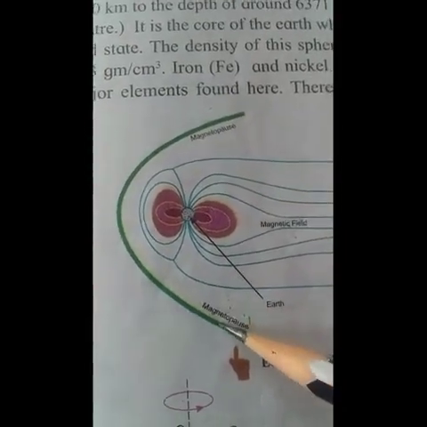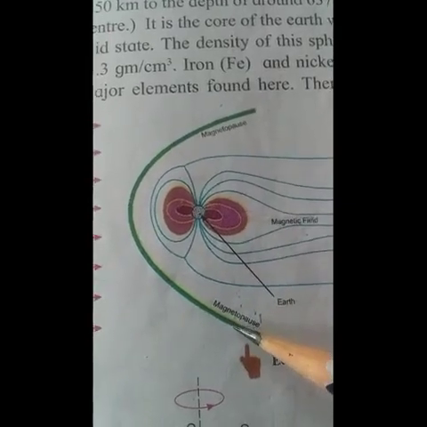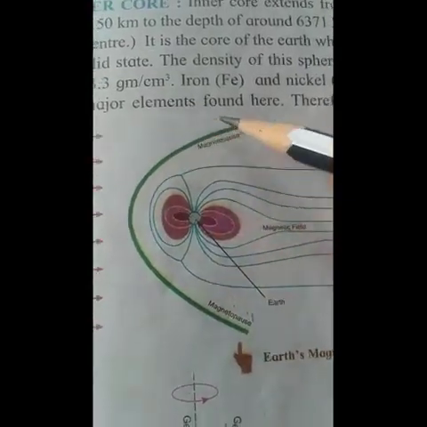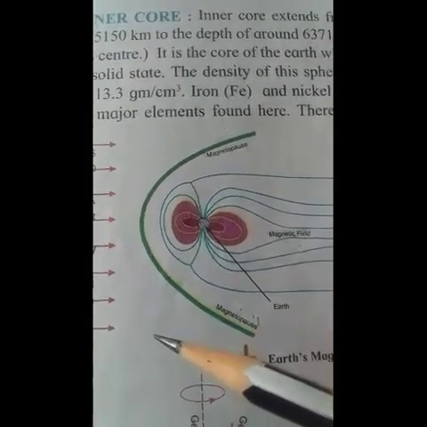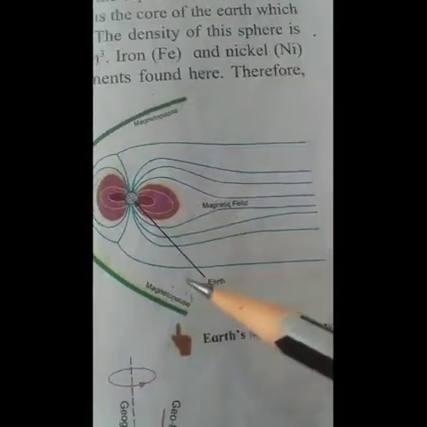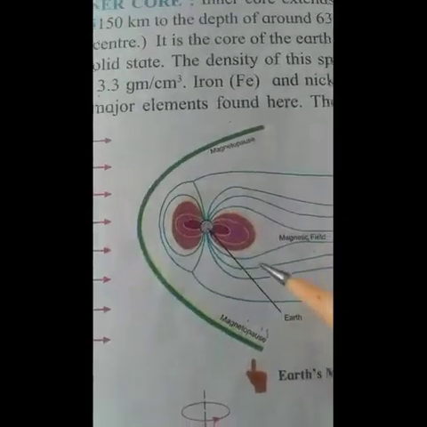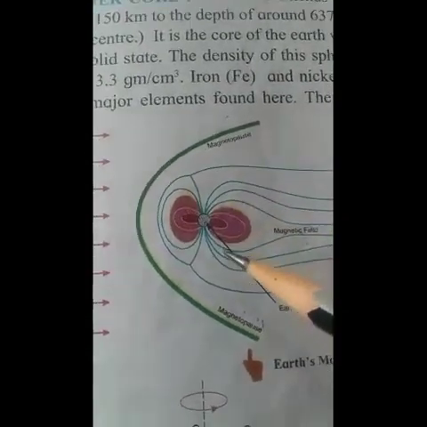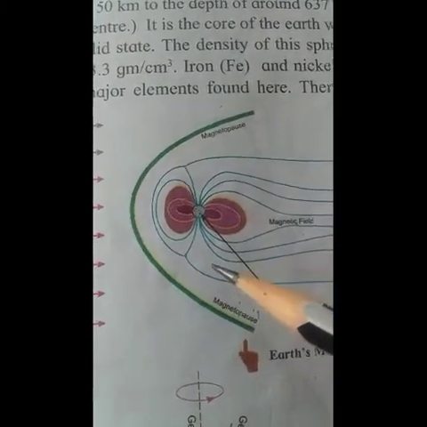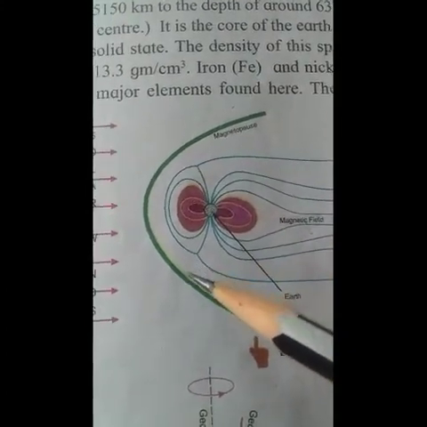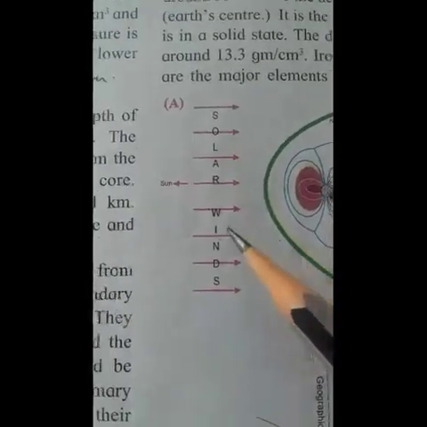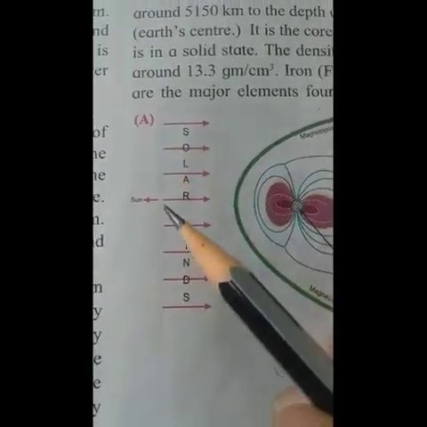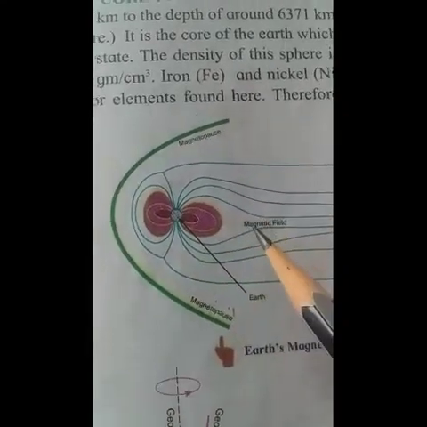The magnetosphere is a region of space surrounding Earth, where the dominant magnetic field is the magnetic field of the Earth, rather than the magnetic field of interplanetary space. The magnetosphere is formed by the interaction of the solar winds with Earth's magnetic field.